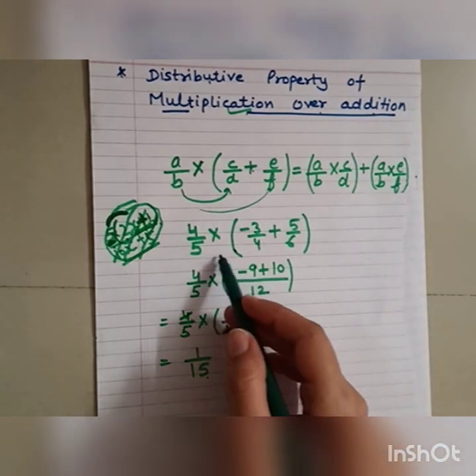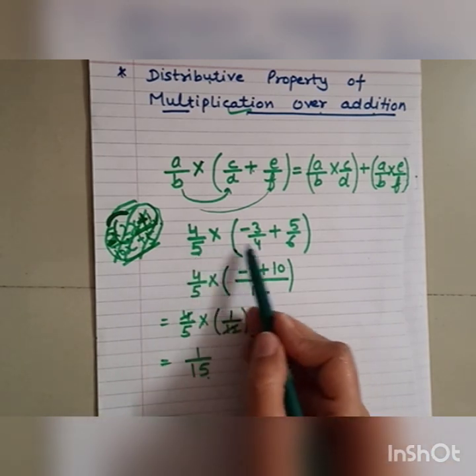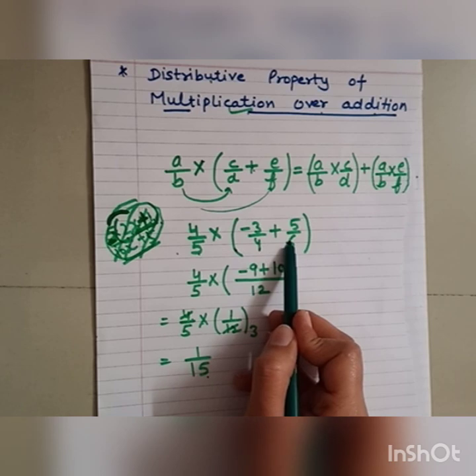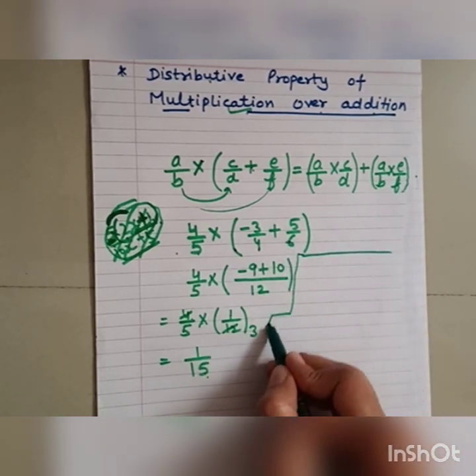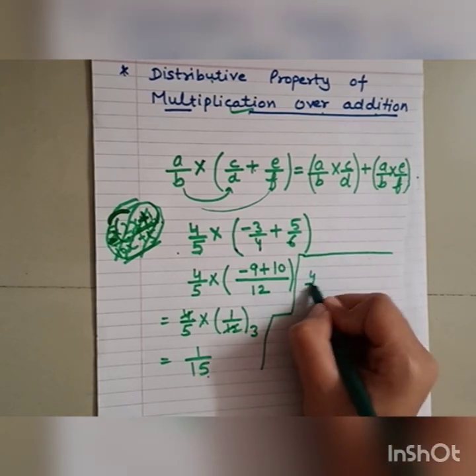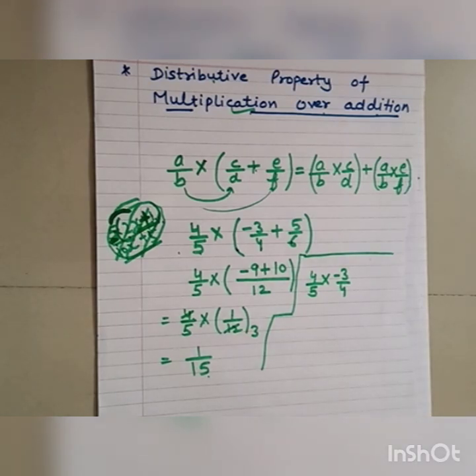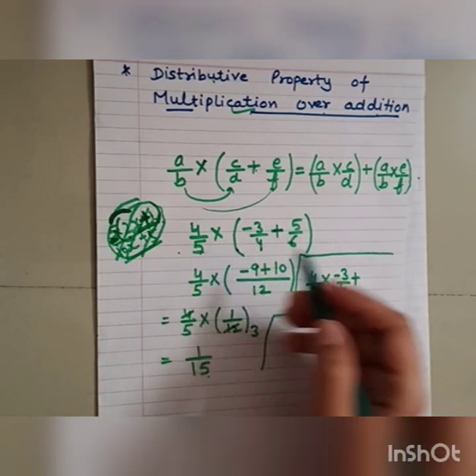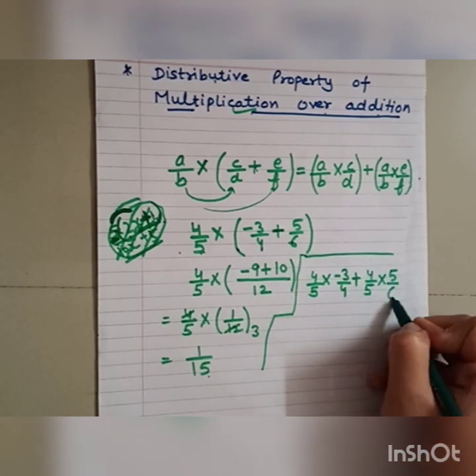Now see these values, same put on the left side, means 4 by 5 distributes over minus 3 by 4 and 4 by 5 distributes over 5 by 6. See here we distribute in this: 4 by 5 distributes over minus 3 by 4. Okay, now plus sign, then 4 by 5 is distributed over 5 by 6.